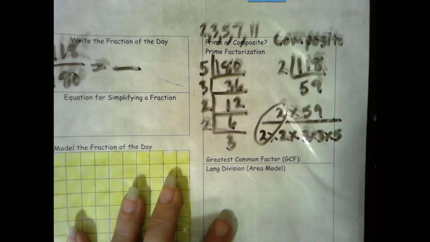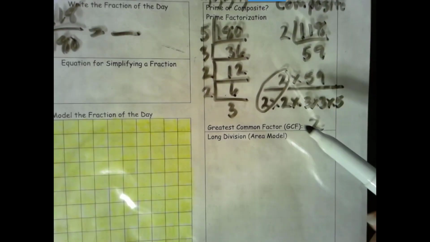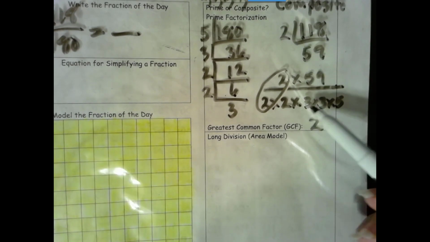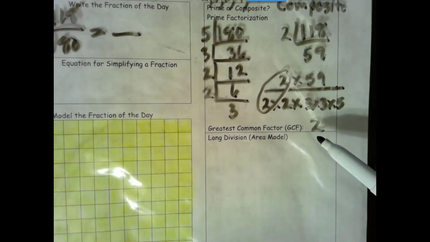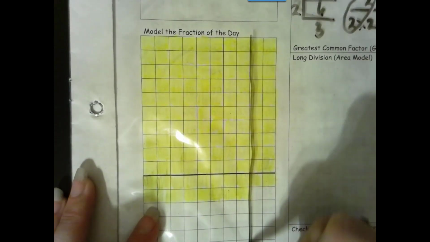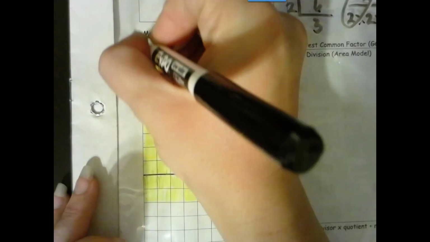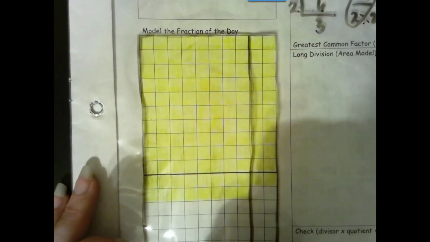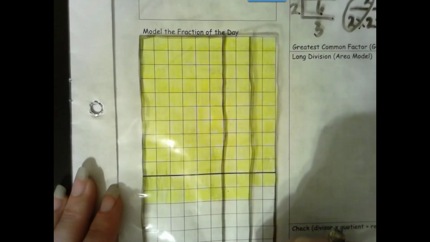We have a 2 in common. So our greatest common factor is 2, leaving 59 in the numerator. 2 times 3 is 6, times 3 is 18, times 5 is 90 in the denominator. So let's go ahead and make our groups of 2. Your groups of 2 do not have to look like mine, but you do want to keep your shaded separated from your unshaded. And you want to make sure there's group 2 in each of your groups.